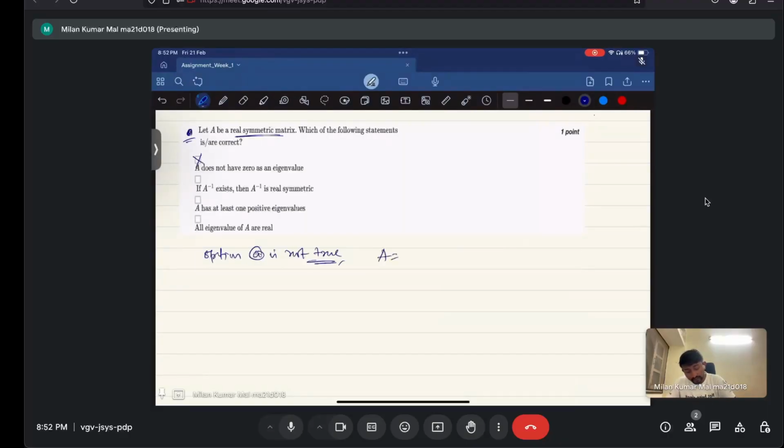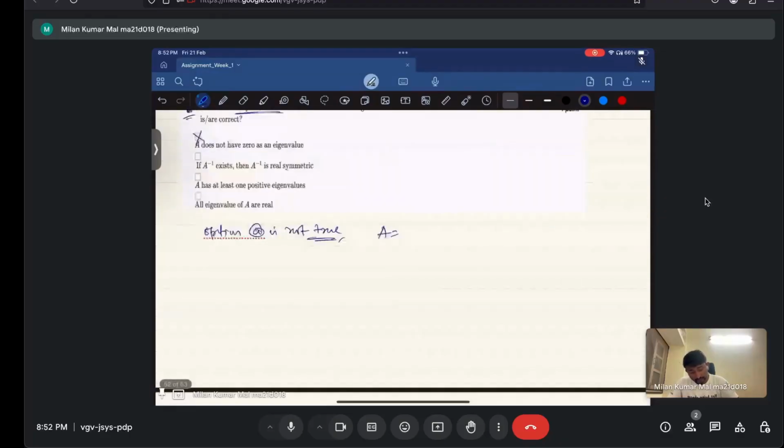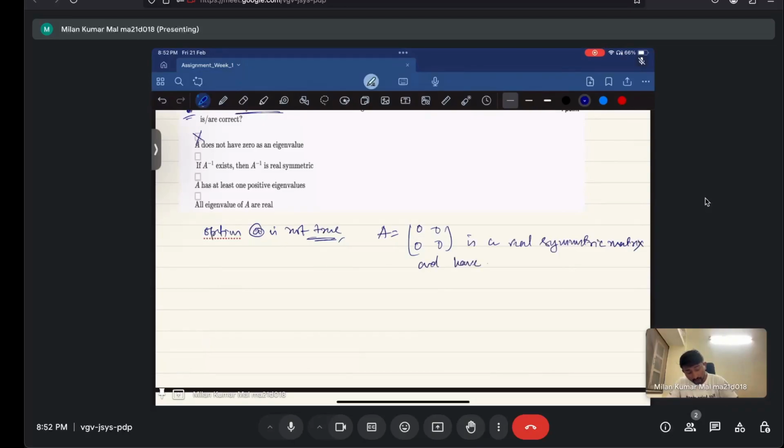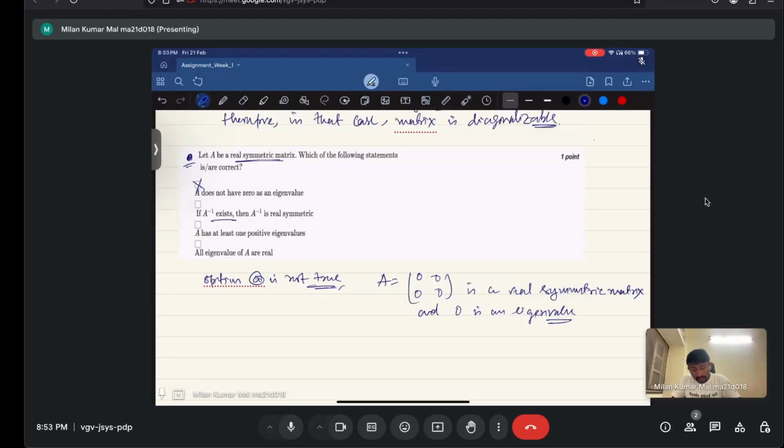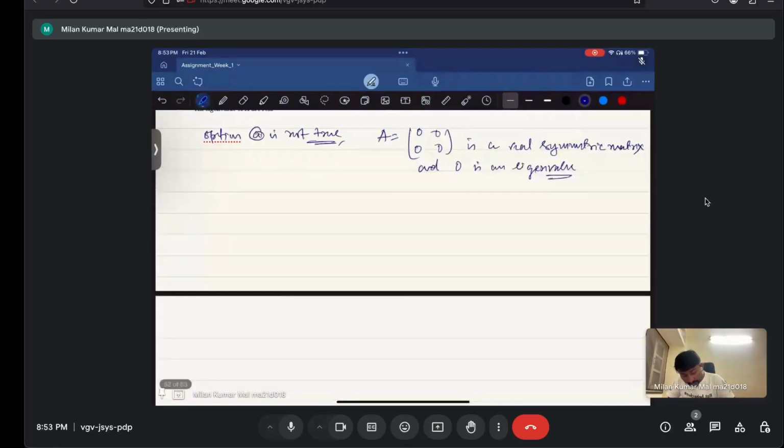Why? Let's take A equal to the zero matrix, 0 0 0 0. It is a real symmetric matrix and has 0 as an eigenvalue. Actually here it is the only eigenvalue, but that doesn't matter. Next: if A inverse exists, then A inverse is also real symmetric. Okay, let's do it. Option B is correct.